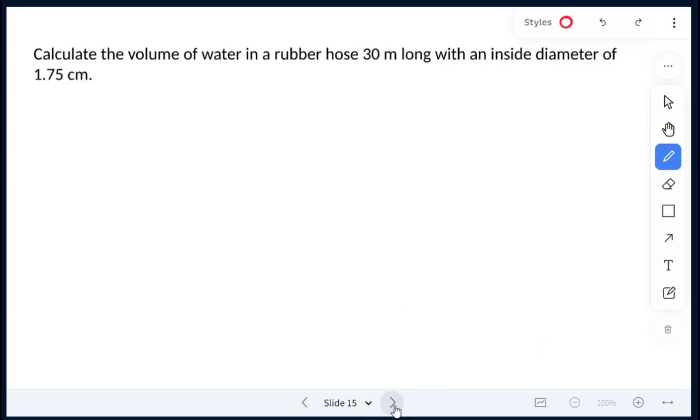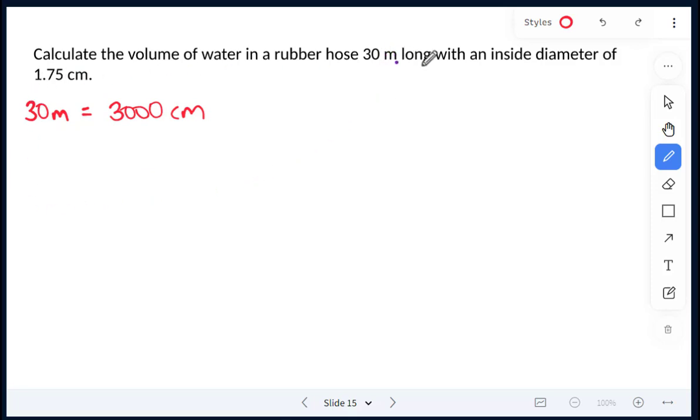All right, so here we're looking at calculating the volume of water in a rubber hose that is 30 meters long, and it has an inside diameter of 1.75 centimeters. So notice here, this is in centimeters, this is in meters. So let's go ahead and change the 30 meters. We'll change that to 3,000 centimeters so that we have the same units when we're working on this problem.